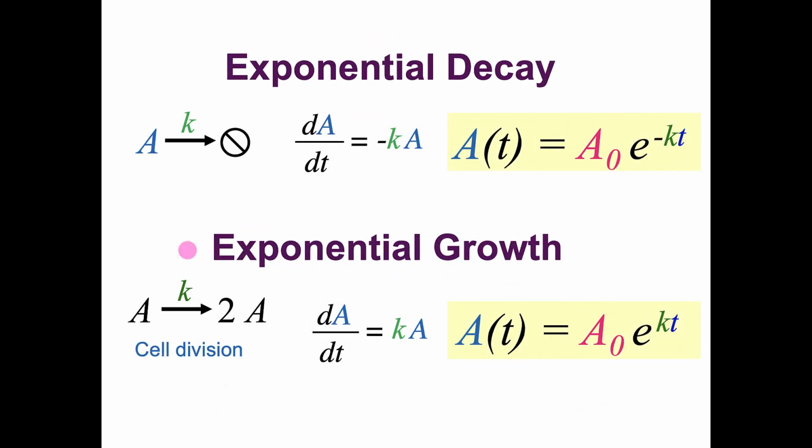Before we wrap up, I want to spend a couple minutes on exponential growth. In exponential growth, as in cell division or other population growth processes, the rate of change of A is proportional to positive k times A. And the exact solution is that A at any time t is given by the amount you started with times e to the positive kt power.